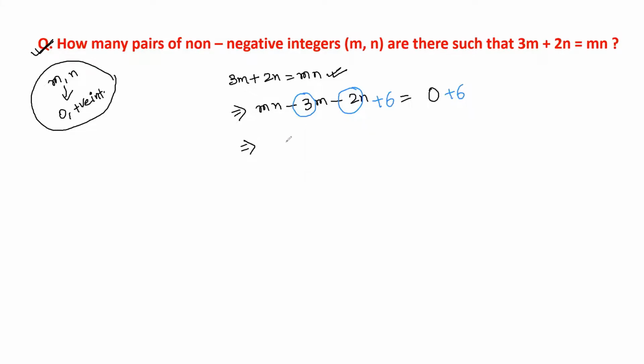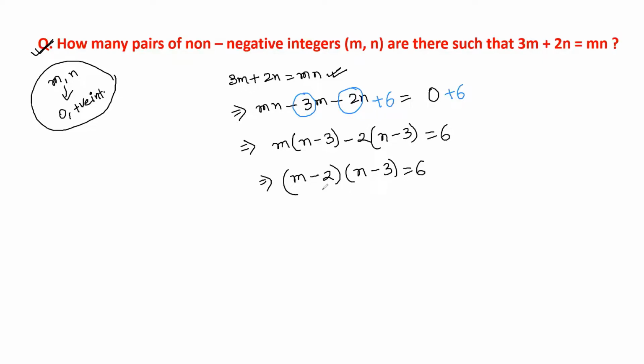From the first two terms, we can take m common, so we'd be left with n minus 3. From the third and fourth terms, we can take -2 common and we'd be left with n minus 3 again, and this is 6. Now again, we can take n minus 3 common, so we'd be left with m, and this would be -2. So (m minus 2) times (n minus 3) would be 6.